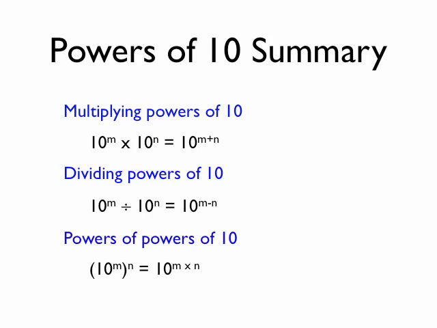In other words, we found the answer for a power raised to another power by multiplying the exponents. We've summarized the 3 rules here. When we multiply powers of 10, 10 to the m times 10 to the n, we add the exponents, 10 to the m plus n.